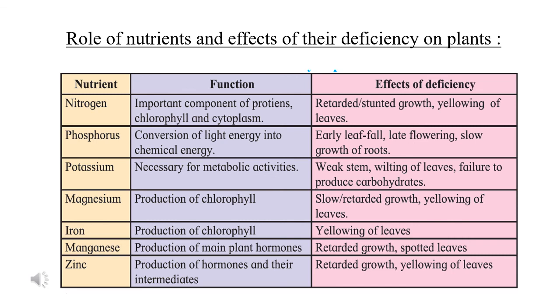So here nitrogen, phosphorus, potassium, magnesium, iron, manganese, zinc. These are the essential nutrients. We usually hear these nutrients when we listen to different components of soil. We have heard of them when we have learned about components of a fertile soil. Okay, so the functions are given in the table. Go through the functions and the effect of its deficiency is also given in front of it. So go through the table in detail.